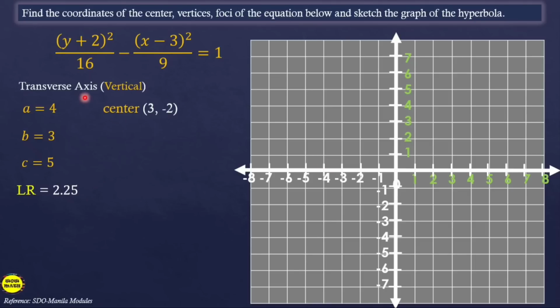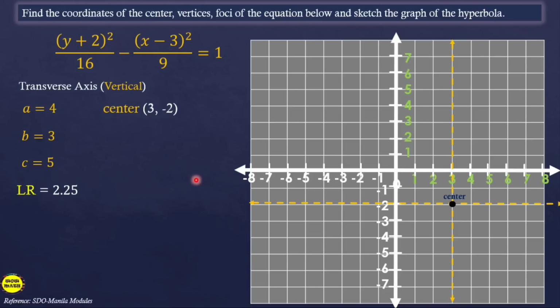So again, since yung transverse axis natin ay vertical, ito yon, nandito. So, unahin muna natin yung center para alam natin kung saan natin ilalagay yung transverse axis natin. So, yung center natin ay makikita natin sa 3, negative 2, so quadrant 4. So, positive 3 yung x-axis natin, tapat ni negative 2 yung y-axis natin. So, dito natin ilalagay yung transverse axis natin na vertical, tapos yung horizontal niyan, of course, yung conjugate axis natin.